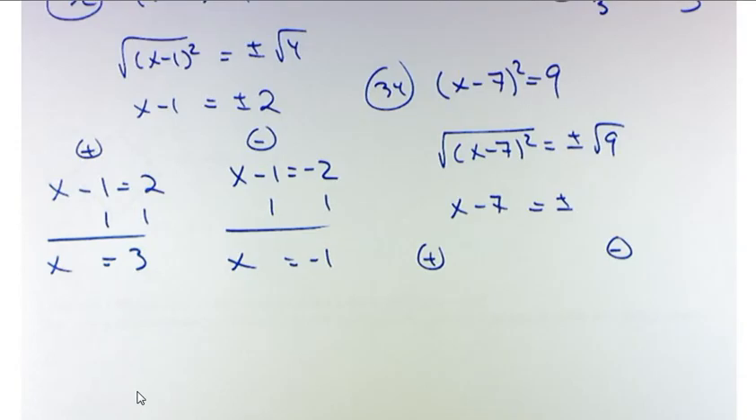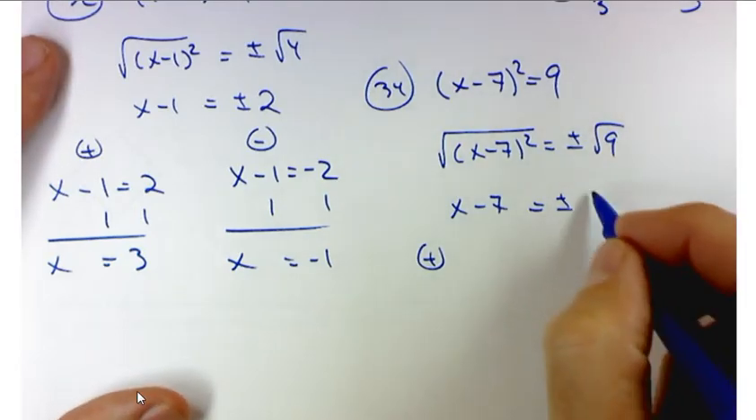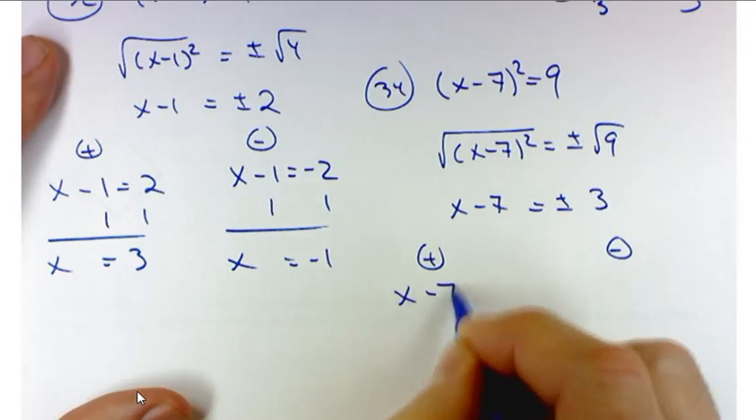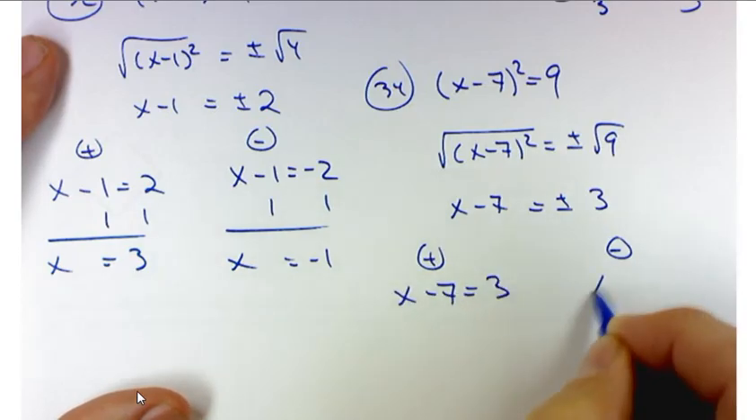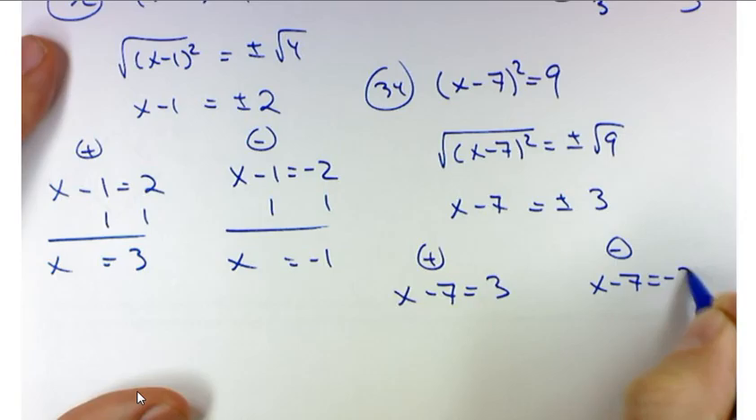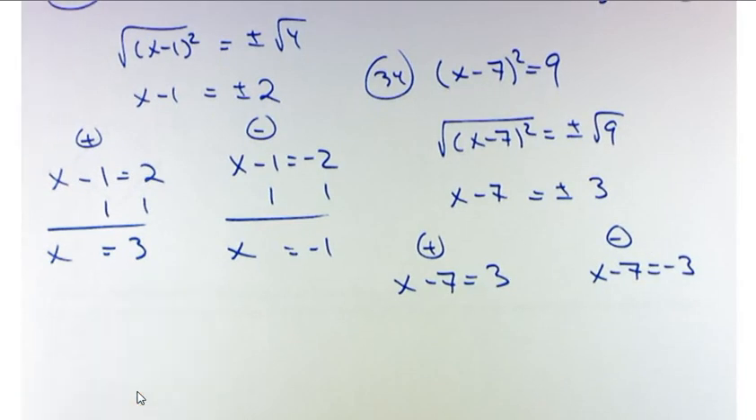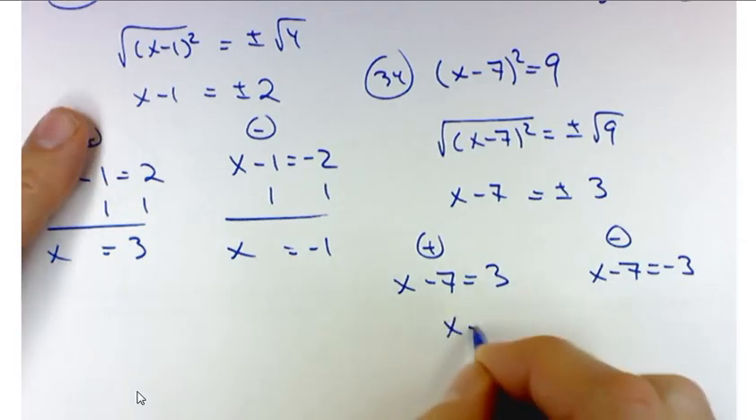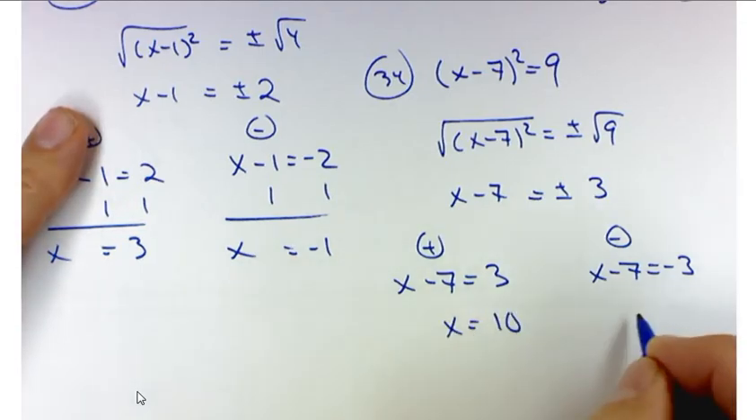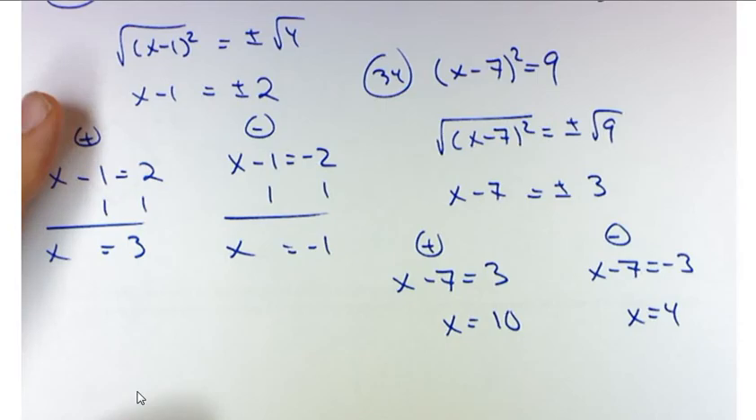Square root of 9 is 3. And basically it's asking you, did you take the time to write down both possibilities? What answers did you get? Good, 10 and 4. If you weren't sure about your answers, how could you check them? Yeah, plug it back in.